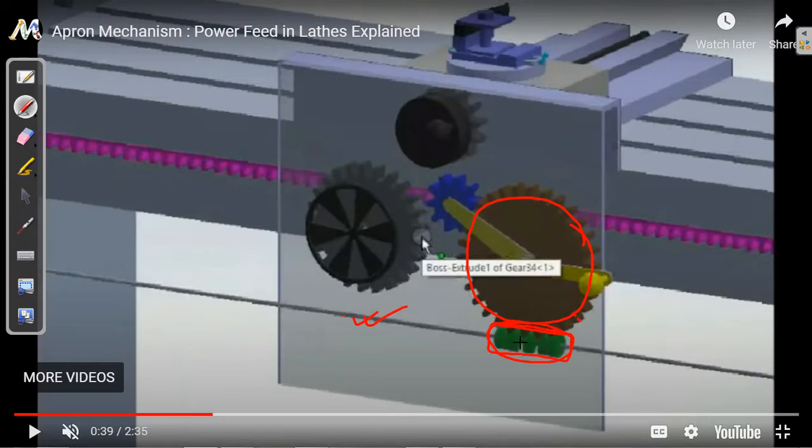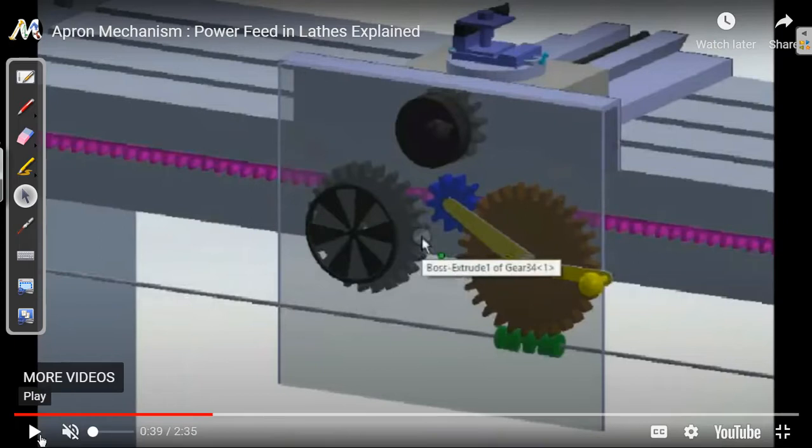The power is transmitted from the feed rod to this worm. Depending upon the rotation and speed of the feed rod, it will control the rotation of this brown colored gear, and that will ultimately control the rotation of this blue colored gear. Finally this blue colored gear will engage either with the longitudinal feed or with the cross feed, depending on the position of the lever. In this way, automatically, you can give either the cross feed or the longitudinal feed by changing the lever position. Here you see how it is done.